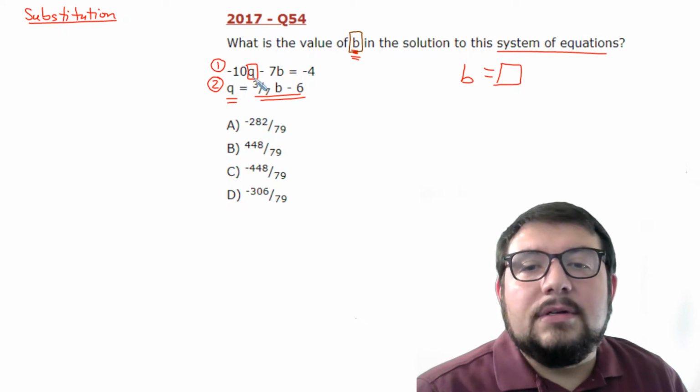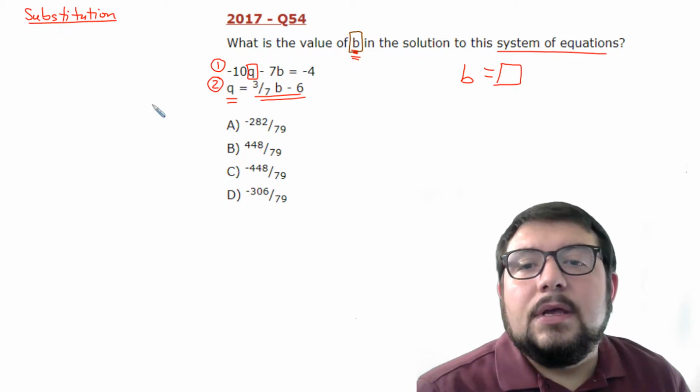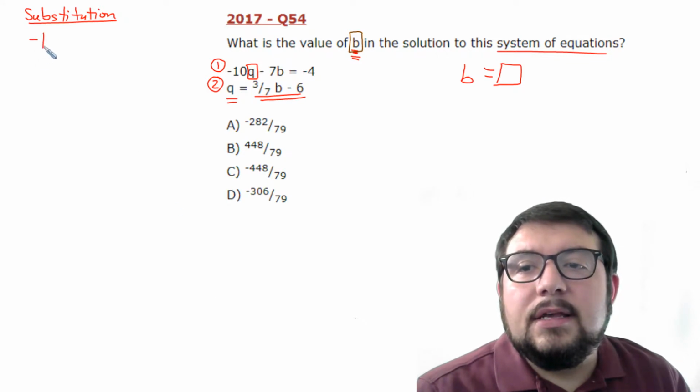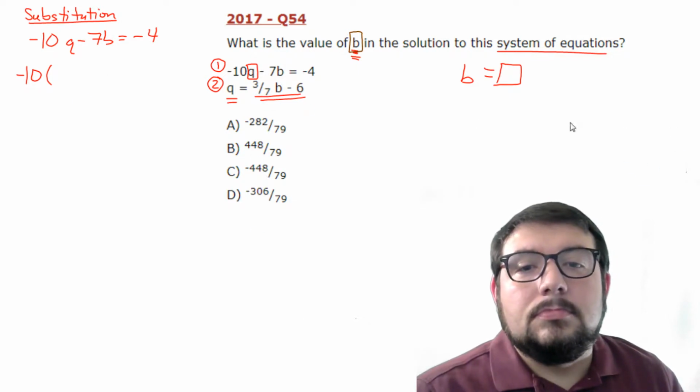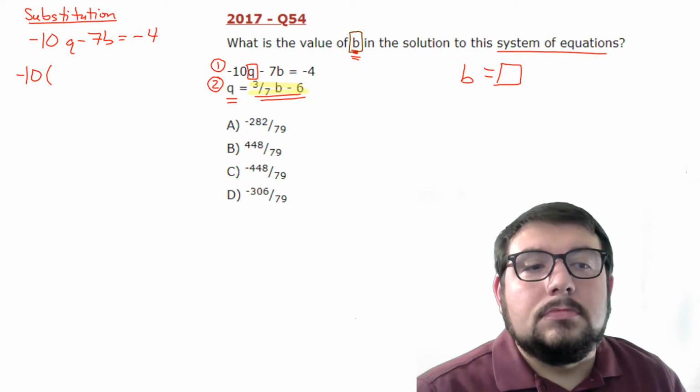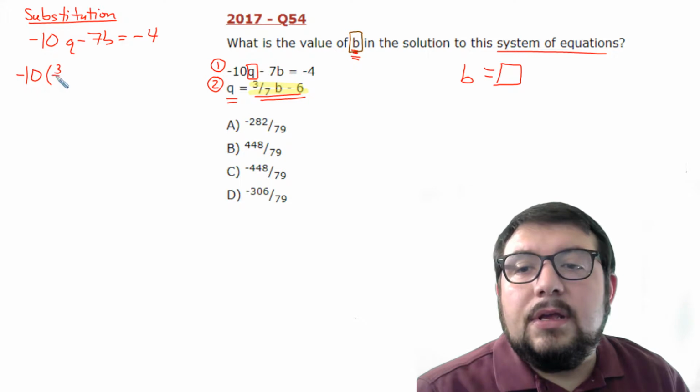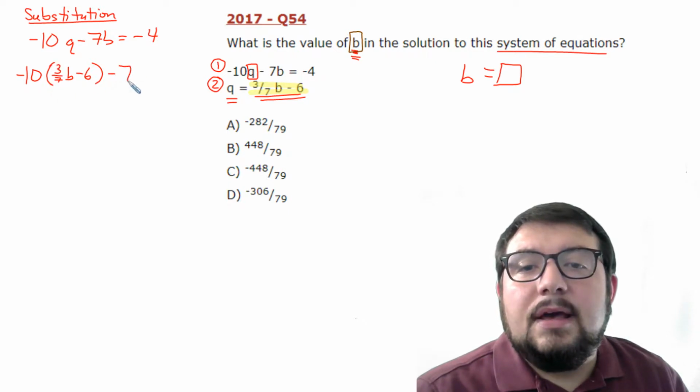I take one of the letters and I replace it. I have an equation for it and I replace it with my other algebra. So that's exactly what I'm going to do. Equation 1 looked like this: negative 10q minus 7b equals negative 4. Well, what I can do is put negative 10. Whenever we replace a variable, we put parentheses. And inside those parentheses, I'm going to put this: 3 over 7b minus 6 in parentheses. And now I'm going to put minus 7b equals negative 4.